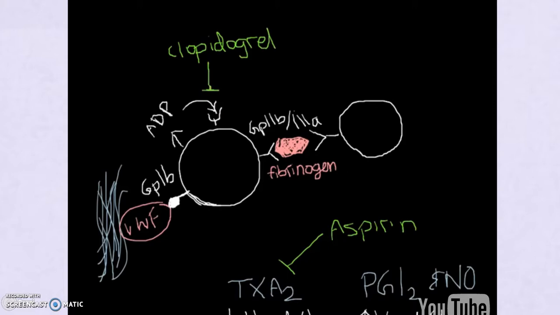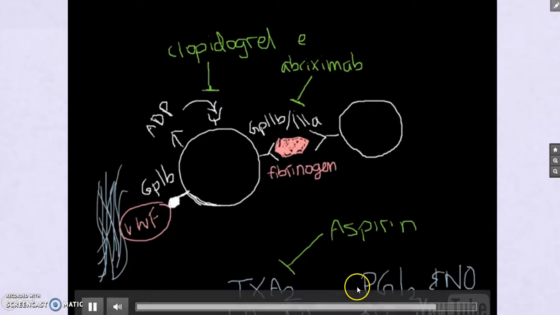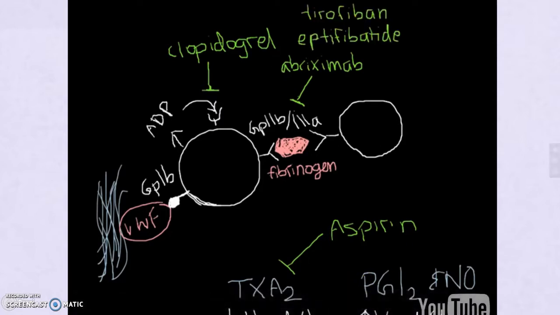Now, you've also got your GP2B3A antagonists. These work here. Remember, the platelets upregulate this receptor, which binds to fibrinogen, which attracts further receptors on other platelets, causing a platelet plug. Now, drugs that work here include abciximab, a monoclonal antibody, eptifibatide, and tirofiban. These are all GP2B3A receptor antagonists. These are probably the most commonly used antiplatelet drugs.